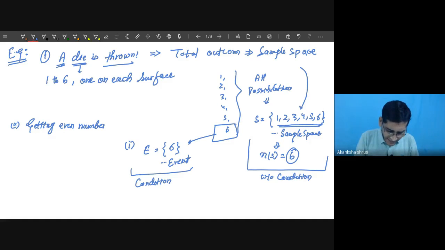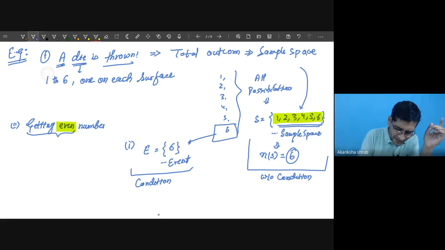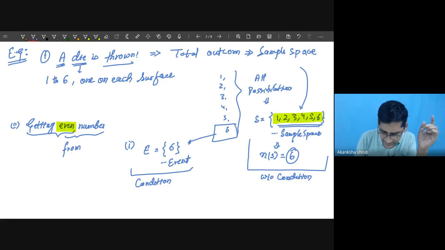Getting an even number means out of these outcomes. What are the outcomes, student? Come here. The outcomes are this one. Out of this, what is the condition? The condition is even number. The even number has to be searched from the sample space only. Do not think of even numbers of any kind, starting from 0, 4, 6, 8, 10, like that. No, these even numbers have to be from the sample space only. That condition has to be observed from the sample space.